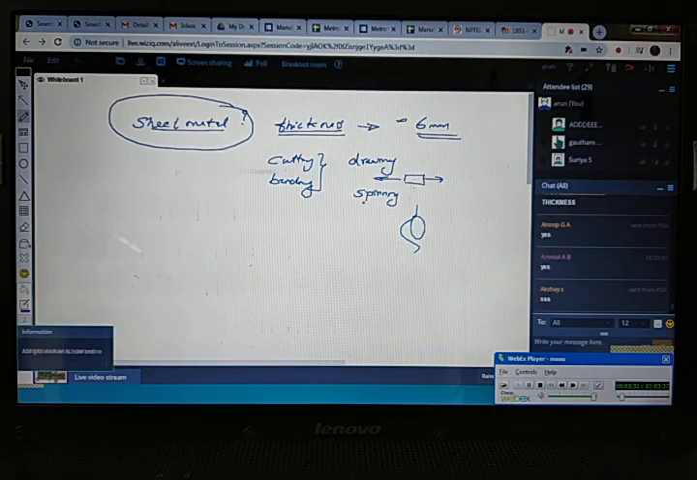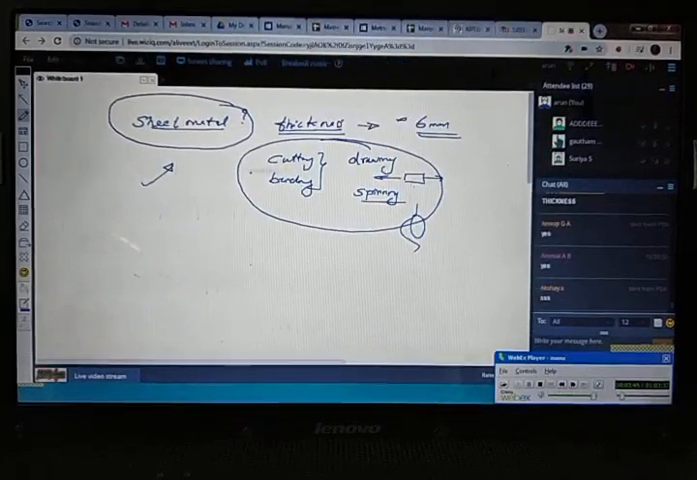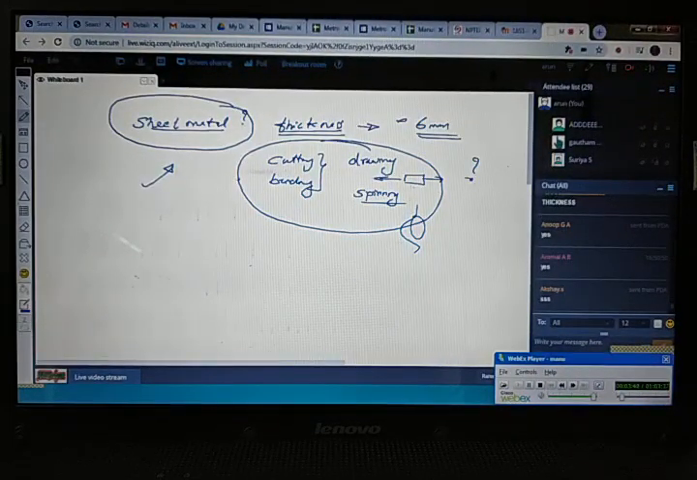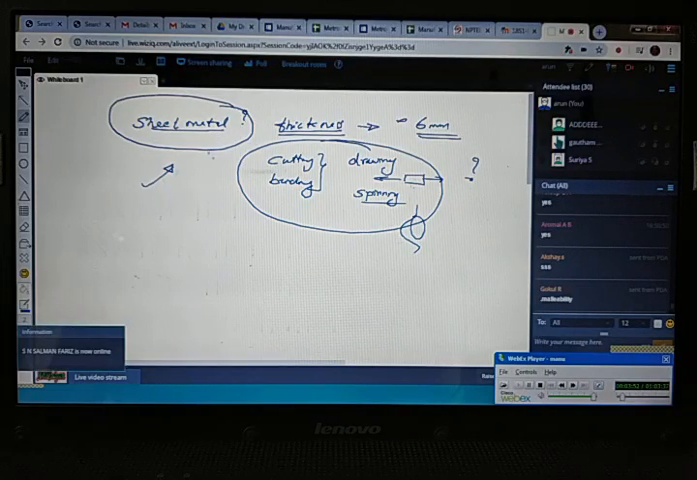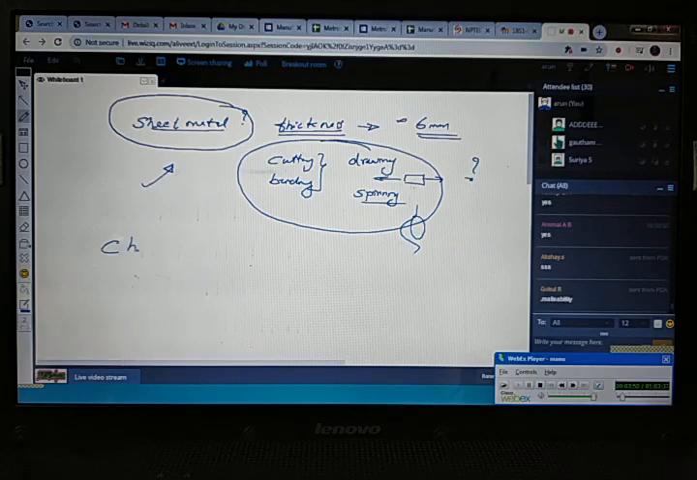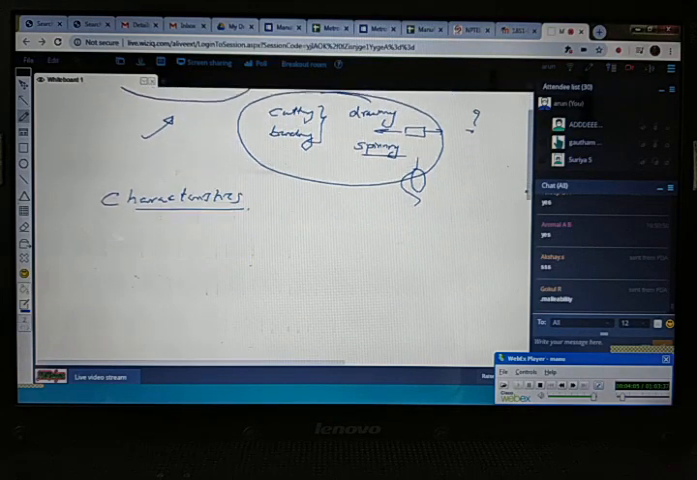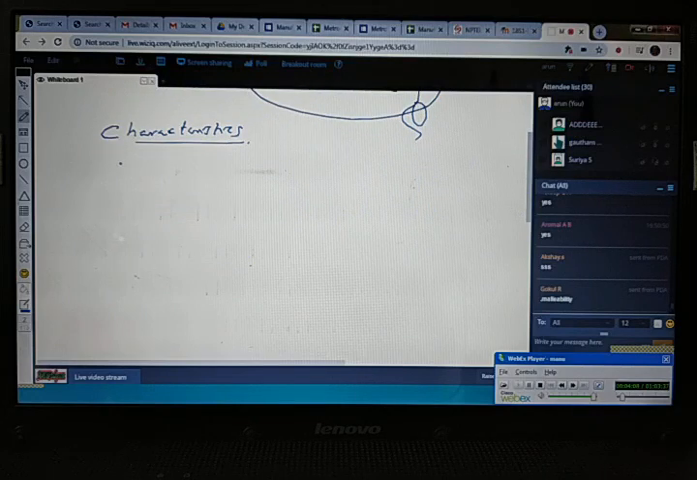To undergo this many processes, the sheet metal should possess certain properties and characteristics. So today we are going to discuss the various characteristics of a sheet metal. Let's see them one by one. The first one is tensile elongation, or simply elongation.